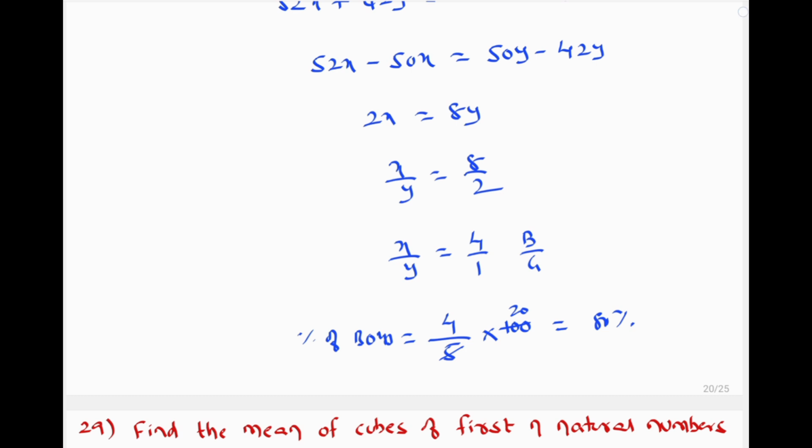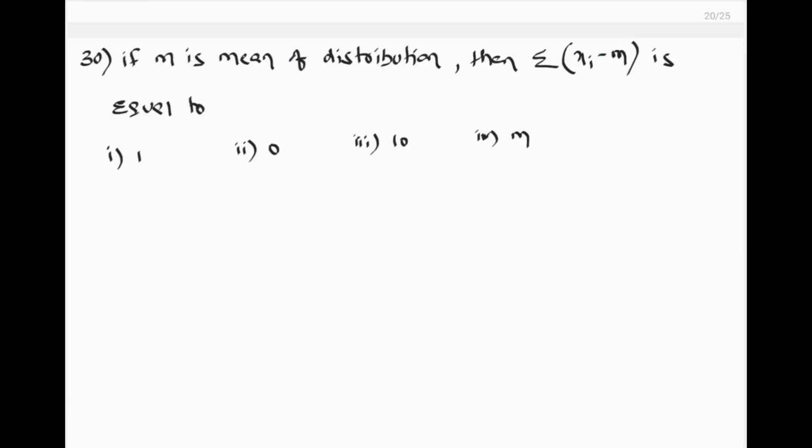Okay, so last question, one more problem we are solving. If m is the mean of a distribution, then the sum of the deviation of every observation from the mean will always be equal to 0. Okay, it is the normal formula. The sum of the deviation of the data set from the mean will always be equal to 0.